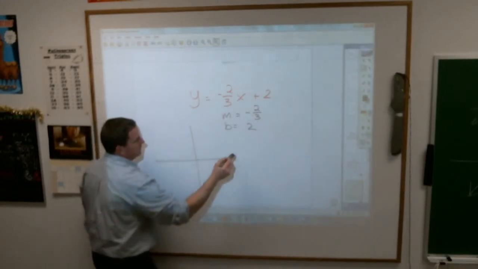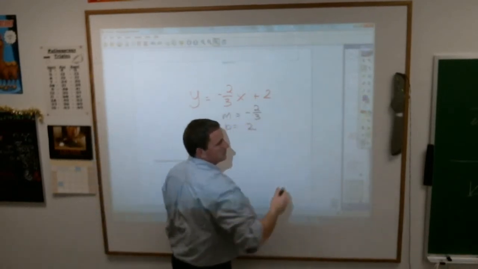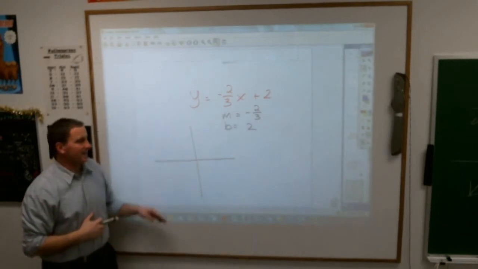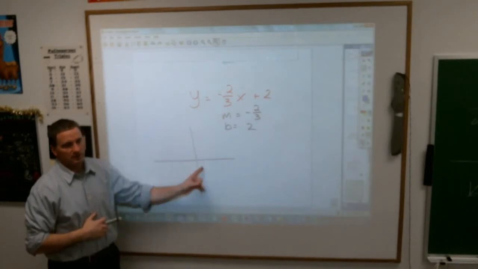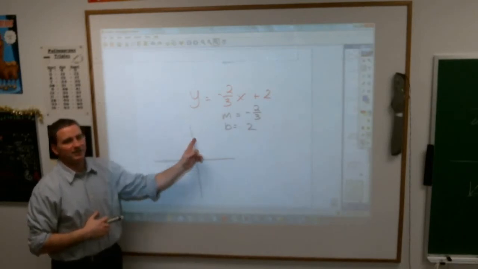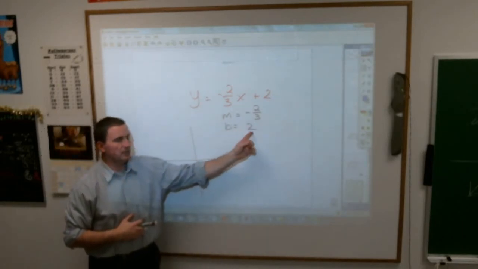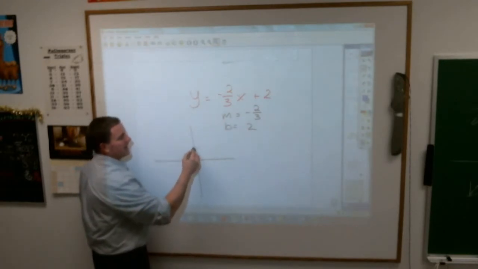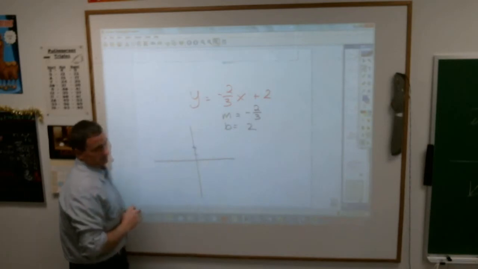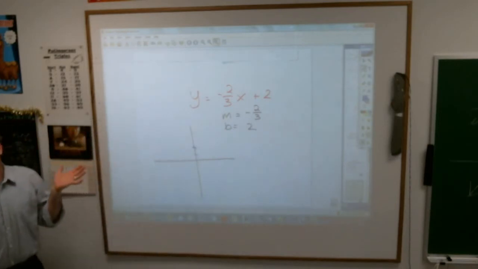What do I start off doing? First thing I do is plot where it crosses the y-axis. Where does this line cross the y-axis? What is my y-intercept? What is my letter B? 2. So where 2 on the y-axis is, I put a point. So you're halfway done, because you got 1 point already.